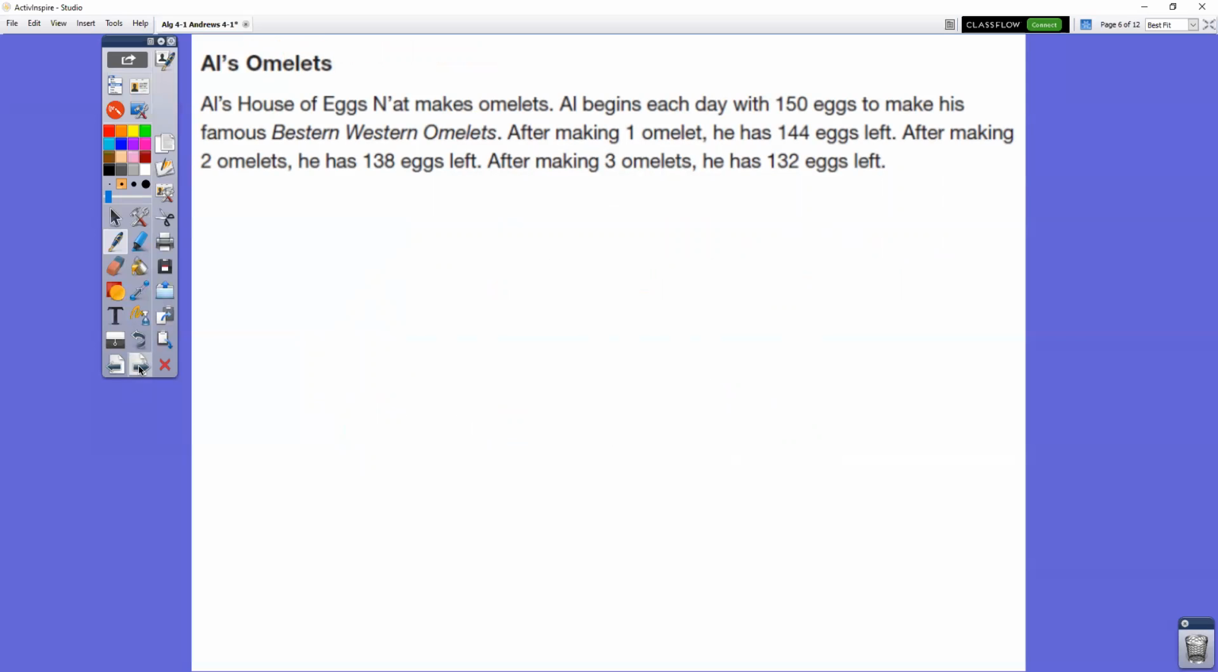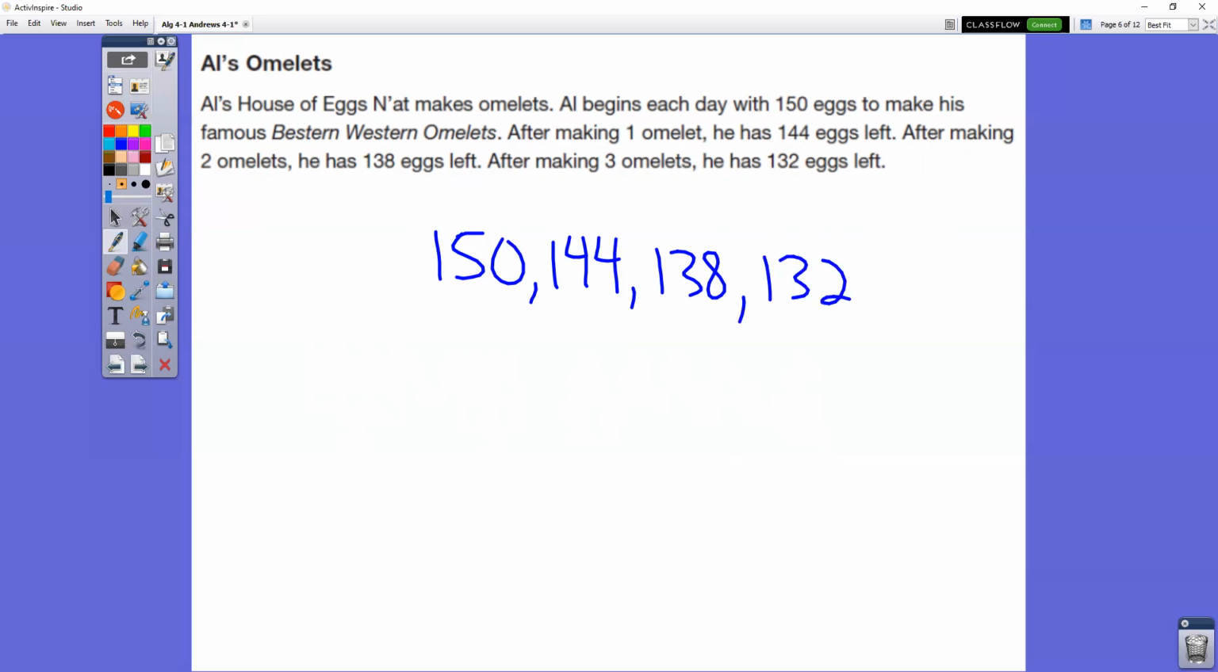Al's omelets. Al begins each day with 150 eggs to make his famous Best Western omelet. So he starts each day with 150. After making 1 omelet, he has 144 eggs left. So we go from 150 to 144. After making another omelet, he has 138 left. After making another omelet, he has 132 left.